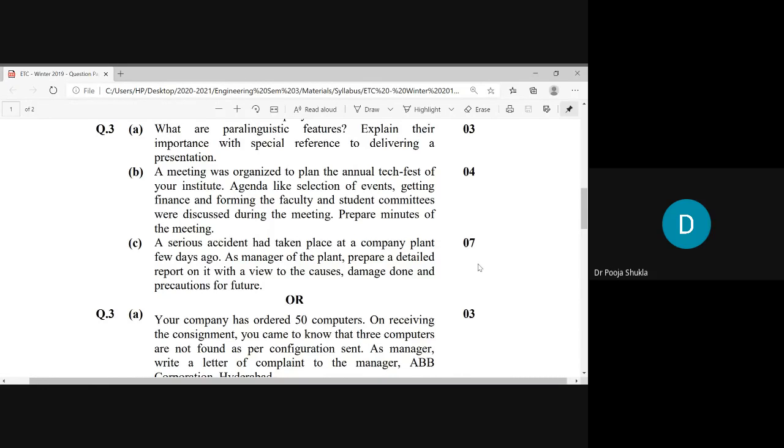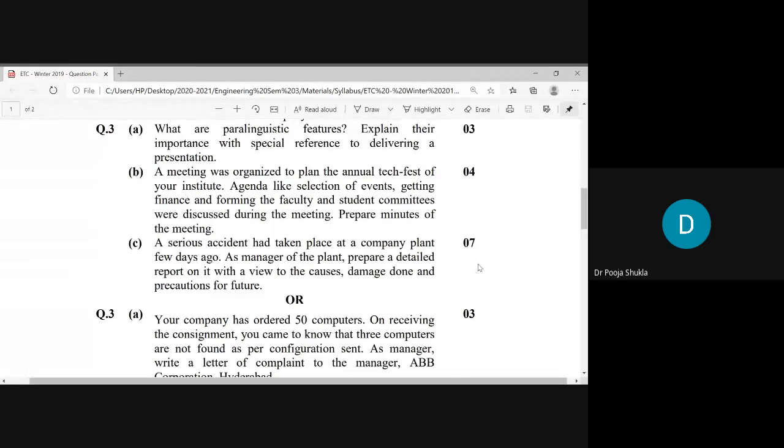Next, if you look at question B, 3B, a meeting was organized to plan the annual tech fest of your institute. Agenda like selection of events, getting finance, and forming the faculty and student committees was discussed during the meeting. Prepare the minutes of the meeting. Here, they are not asking for the agenda. They're asking for the minutes. All right? But they have told you what was the agenda.